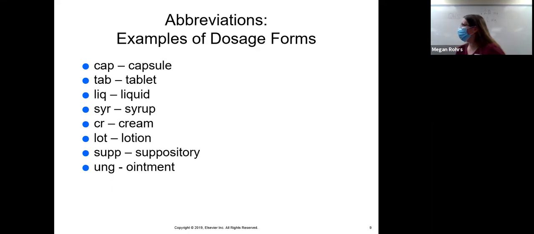Dosage forms. So how a drug is manufactured or made. So these are all pretty self-explanatory. Capsule, tablet, liquid, syrup, cream, lotion. Suppository. What's a suppository?